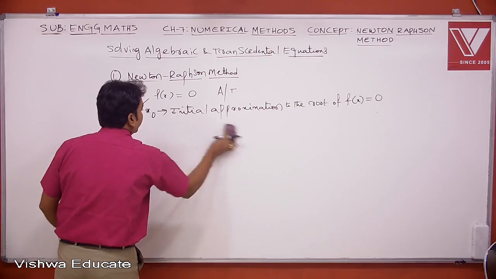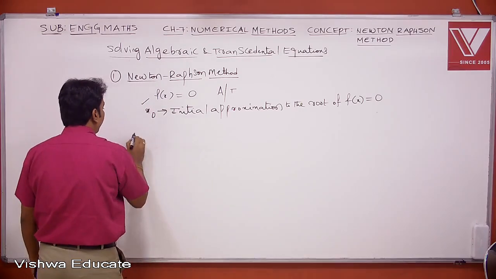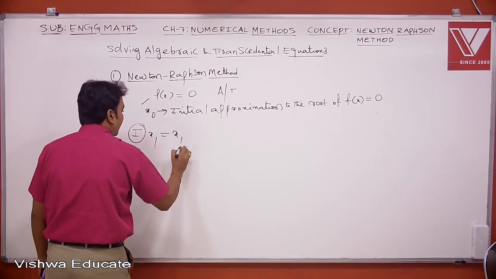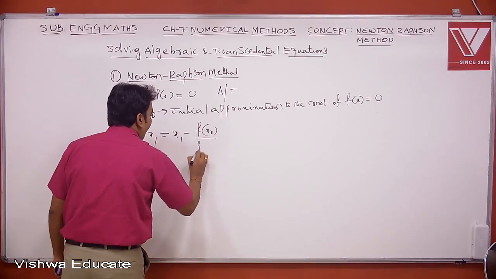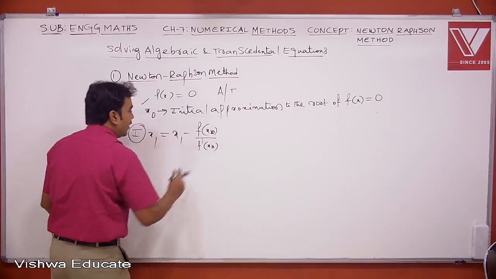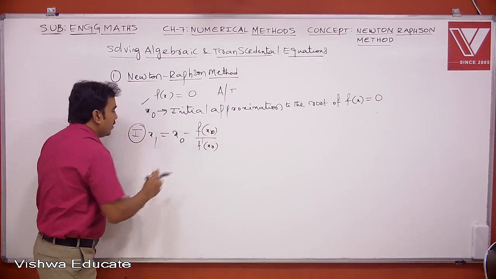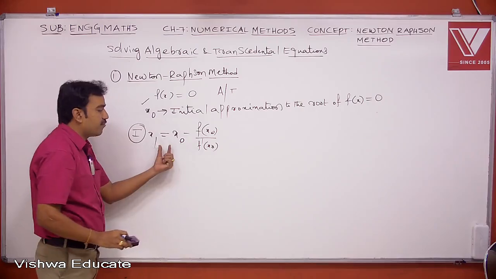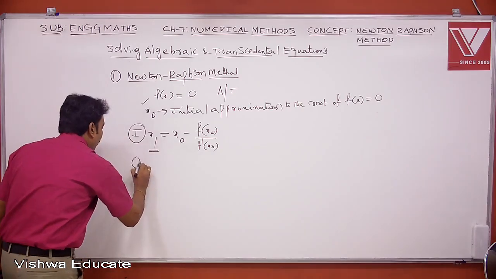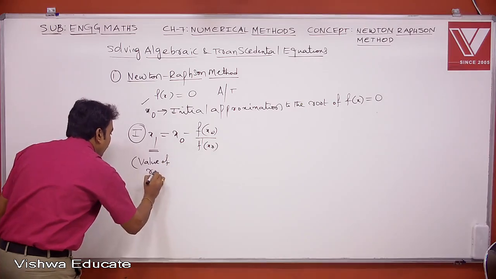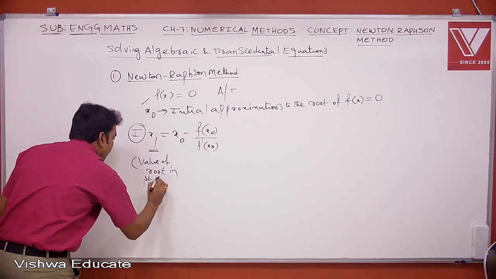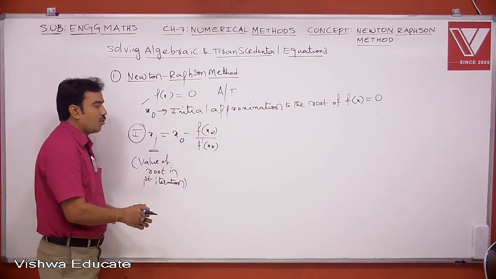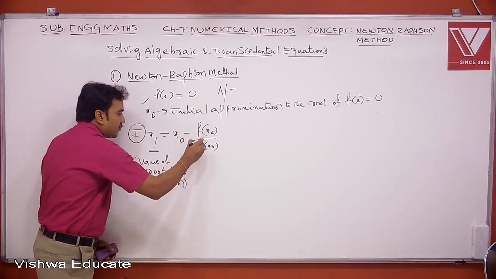So here x0 is my initial approximation to the root of f of x equal to 0. Then step 1 of the Newton-Raphson method: we calculate the value of root in the first iteration, that is x1, using the formula x1 equal to x0 minus f of x0 divided by f dash of x0. So x1 represents the value of root in the first iteration. Here f dash is the first order derivative.